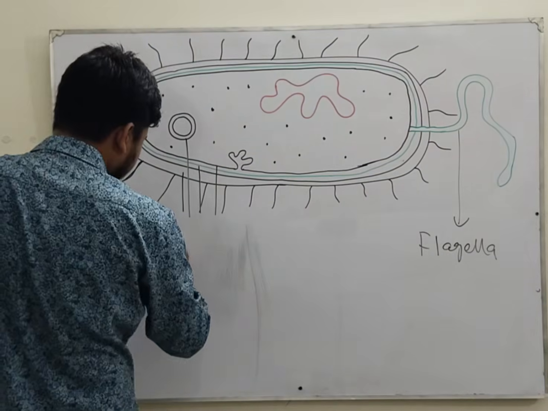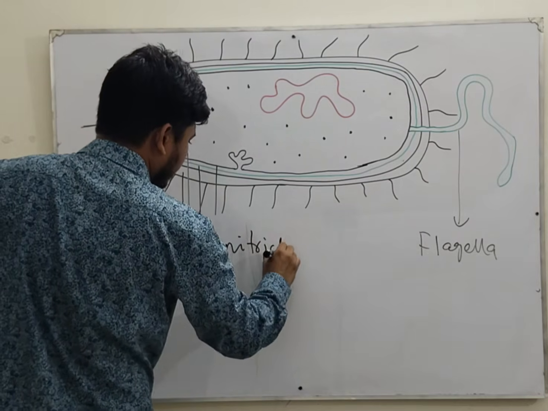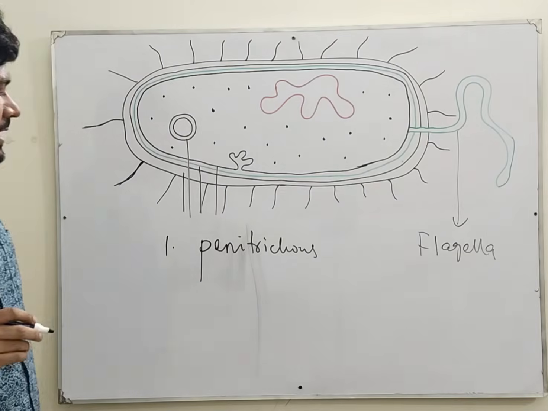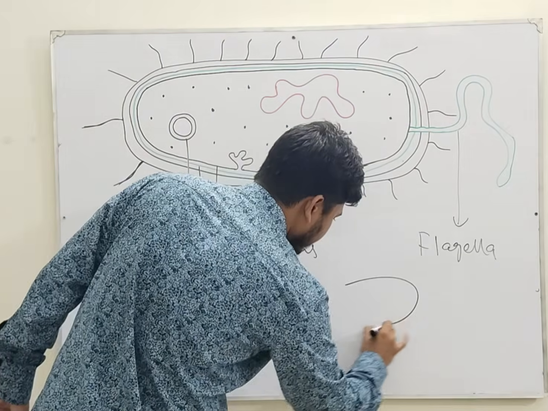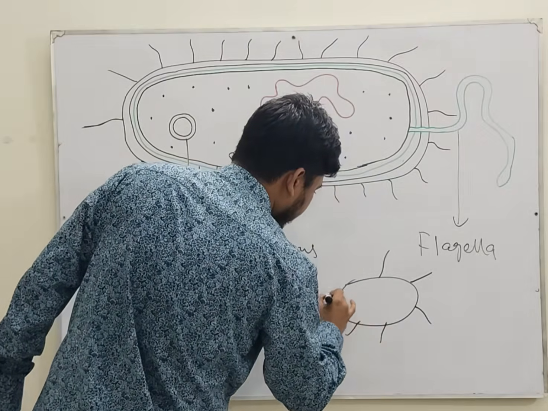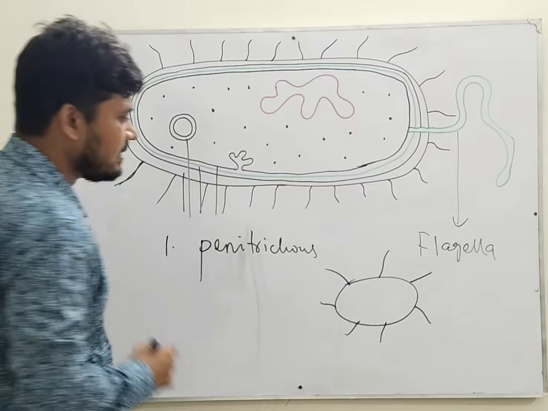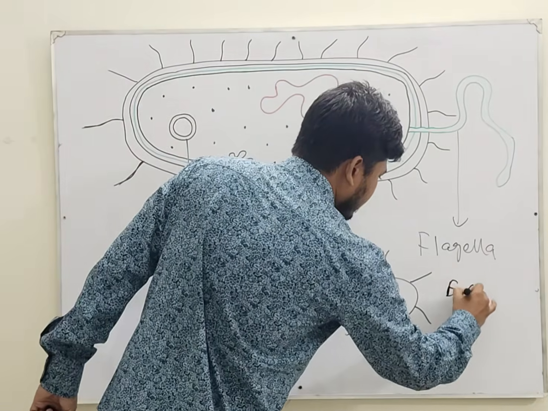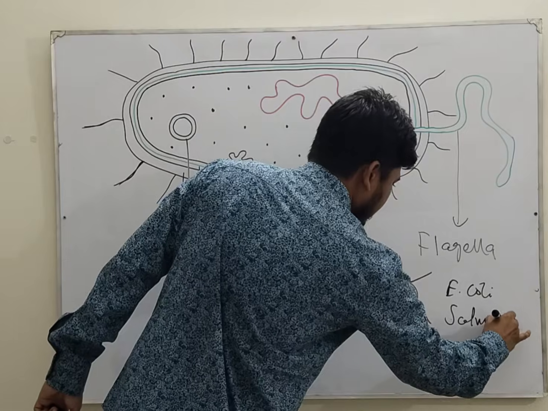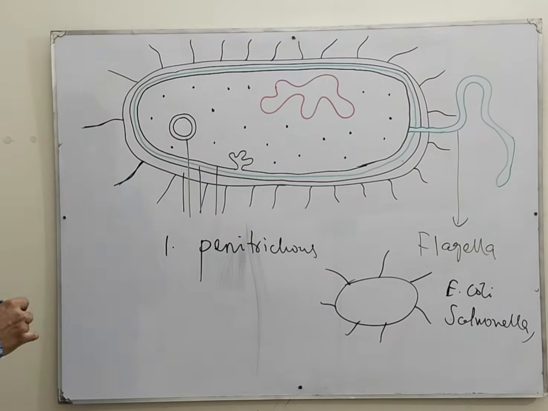Number one, peritrichous flagella. Peritrichous flagella means flagella are distributed around the bacterial cell. Example, E. coli, Salmonella. E. coli and Salmonella have peritrichous flagella.